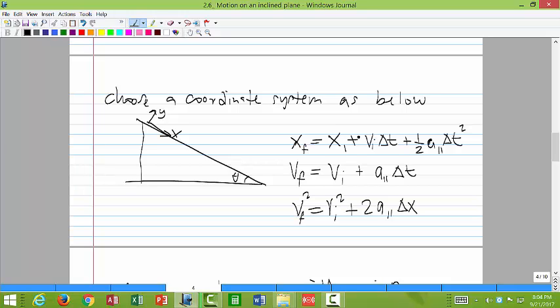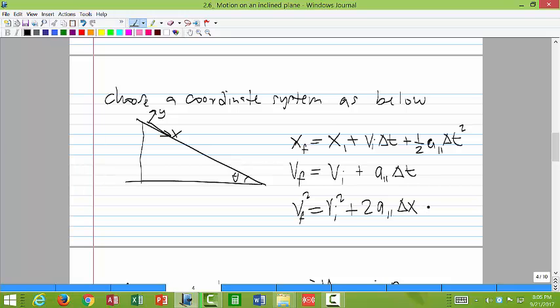V initial is the initial velocity of the object up here, and delta t is the time it takes to slide down the ramp. And then the next kinematic equation is the final velocity equation. So V final is the velocity somewhere down the ramp. V initial will be the velocity when it is up on the ramp here, and A parallel is the acceleration down the ramp, and delta t is the time it takes to slide down the ramp.